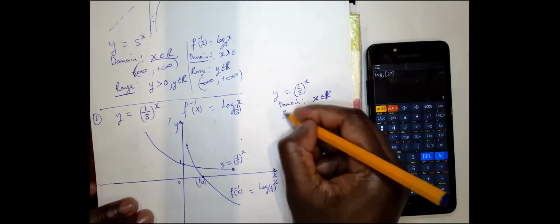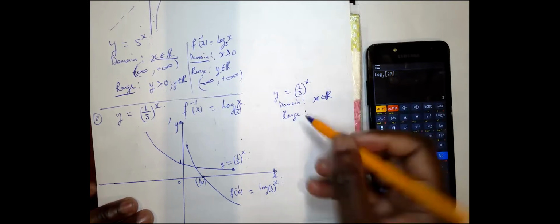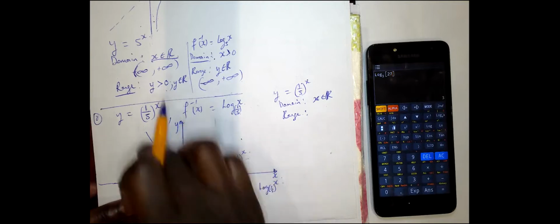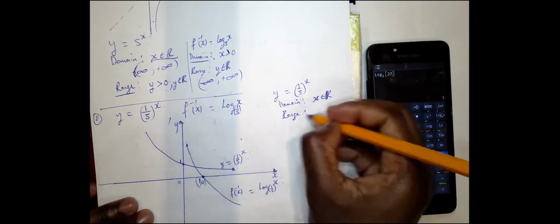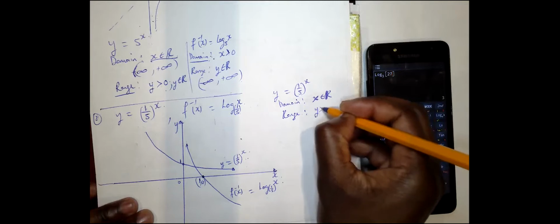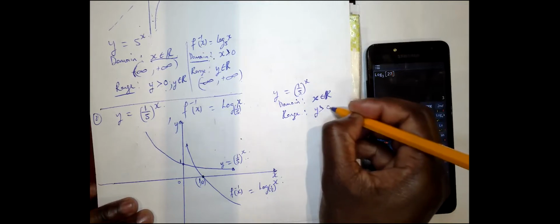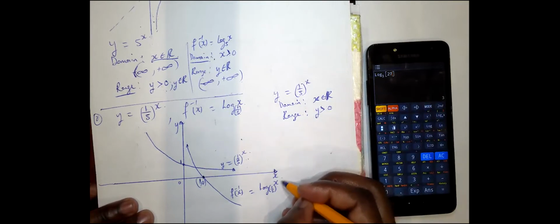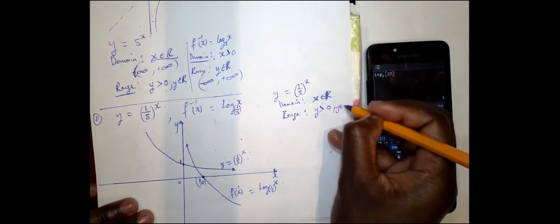Then what about the range? The range here in terms of y, you can see that this graph will never approach the x-axis, so y is greater than, not equal to, remember, greater than 0. But also y is an element of the real numbers.